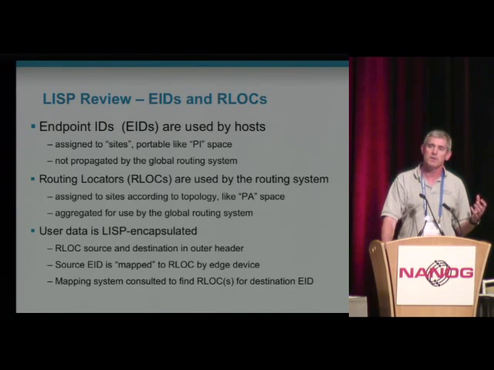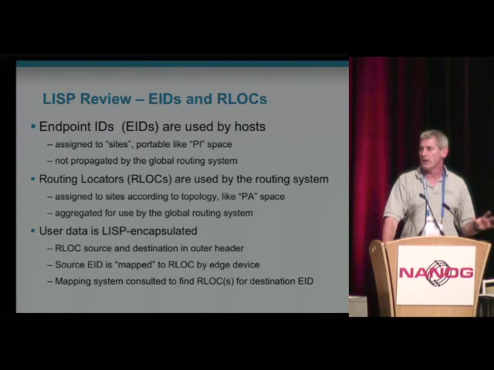In the LISP world, one of the things we do when we separate this function out is we don't propagate endpoint ID information through the routing system. On the other hand, there's routing locators. Those are topologically assigned. Think of that as being provider-assigned address space. They are aggregated opportunistically wherever the topology allows it. And they're subject to change when there's a change in where you are in the network. If you change providers, you get new locators. If you have a mobile handset that moves from Tokyo to Vancouver, it gets a new locator, even though it keeps the same endpoint ID.